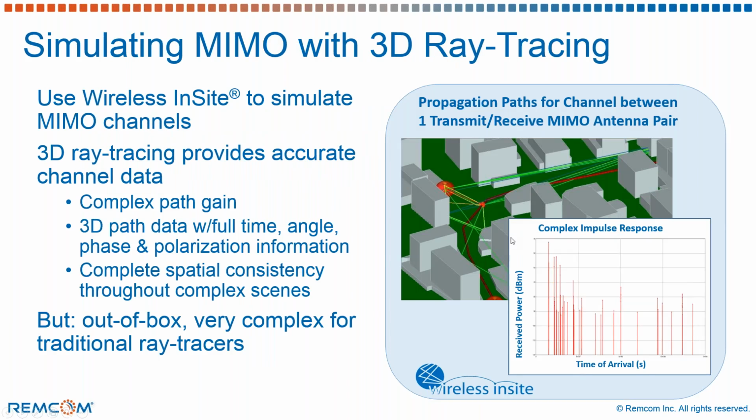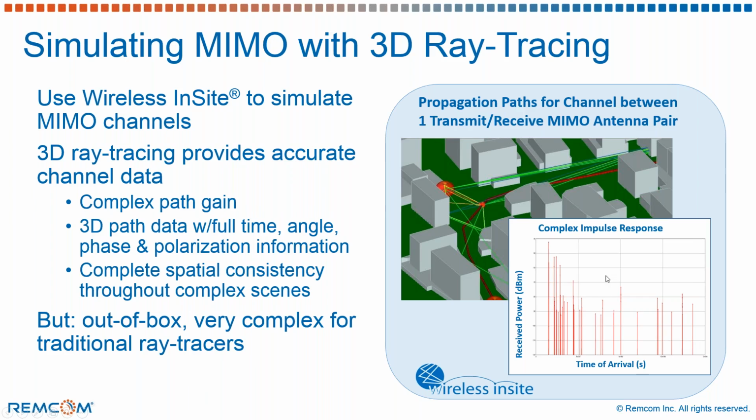To simulate MIMO, one technique is to use three-dimensional ray tracing. In Wireless InSite, this is the technique we use. 3D ray tracing provides a great deal of information about multipath. If we look to the diagram to the right, we can see individual paths, some of the strongest paths between a transmitter and a receiver moving along a route.